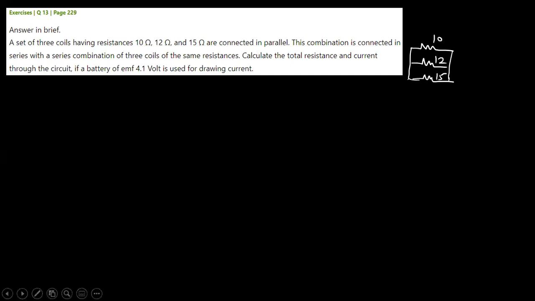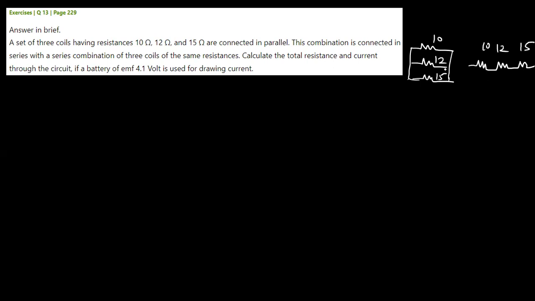This combination is connected in series with the series combination of the 3 coils of same resistance. This is a very confusing statement. I'll break down the words. This combination means this particular circuit diagram which I have drawn, 10, 12, and 15, which is in parallel. This particular combination is connected in series. Leave away this sentence: with a series combination of 3 coils of same resistance. So 3 coils are there which are of these same resistances, 10, 12, and 15, in series. Now first draw the series combination of these 3. So let us assume this is 10, this is 12, this is 15.